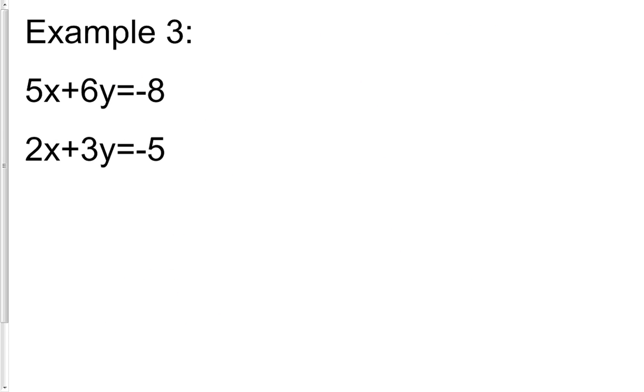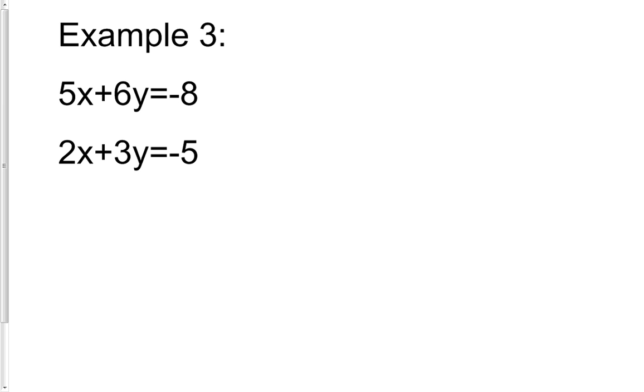And then one more example. Here, if we add these together, 5x plus 2x gives me 7x. 6y plus 3y gives me 9y. Negative 8 plus negative 5 gives me negative 13. Well, that doesn't work.